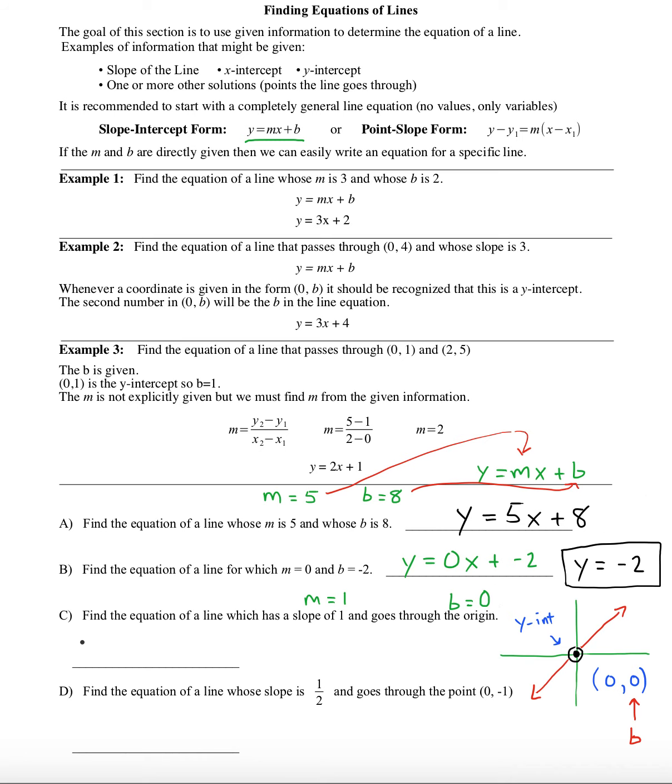So now we can create our line. It'll be y equals 1x plus 0. If we just want to get that into simplest form, simplify it to y equals x.